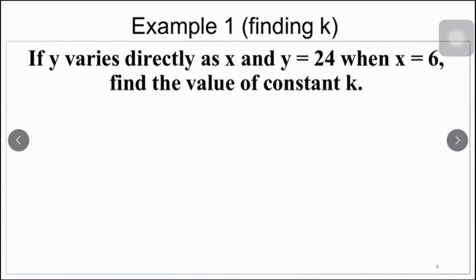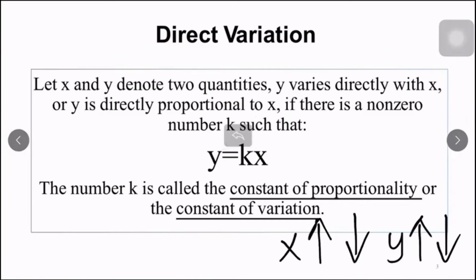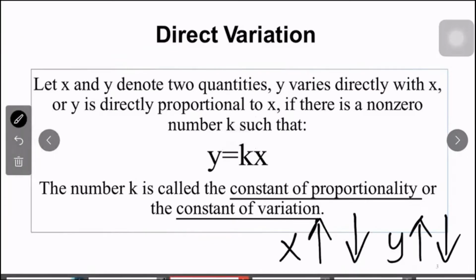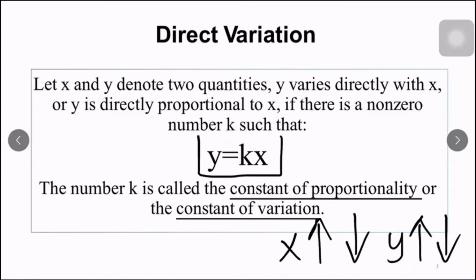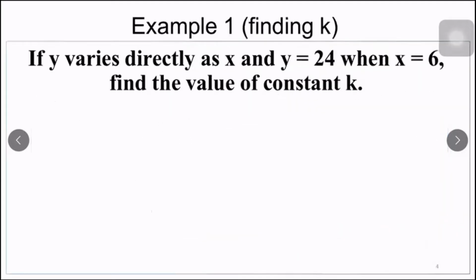Now, in our first example, we are tasked to identify the value of k. Always remember in our definition of direct variation, we are given y is equivalent to kx, where this will be our formula for direct variation. And also, this will be our formula in identifying the value of our constant of variation. So now, let us proceed with our first example.